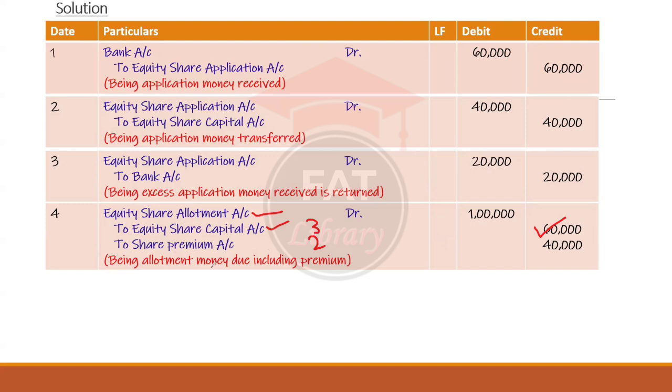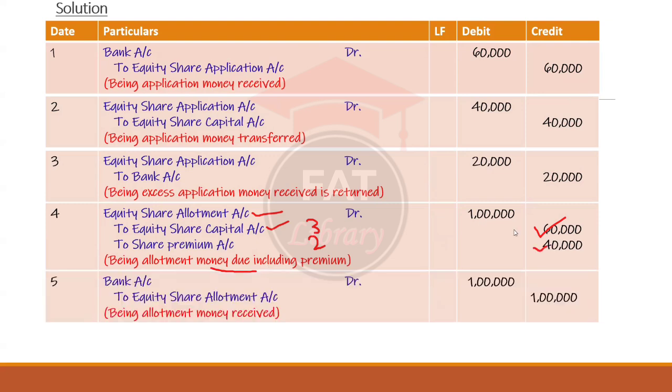This is just, we are taking the journal entry as money due. Next entry is for whatever the amount was due that we have to receive in the allotment stage. So for that we have taken the entry, how much we are receiving: bank account debtor to equity share allotment account. How much? That is 1 lakh amount we are receiving.